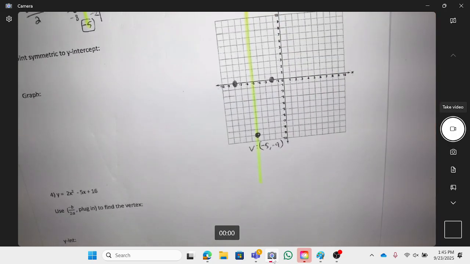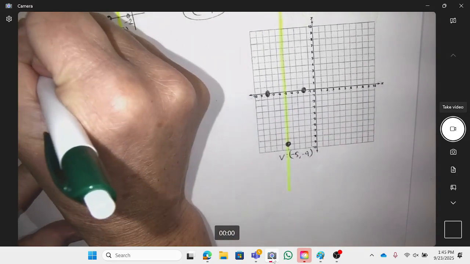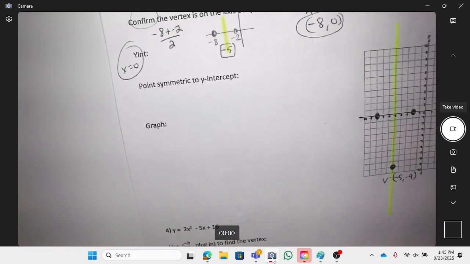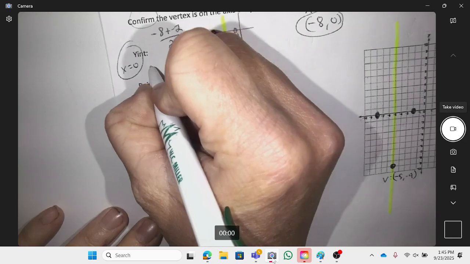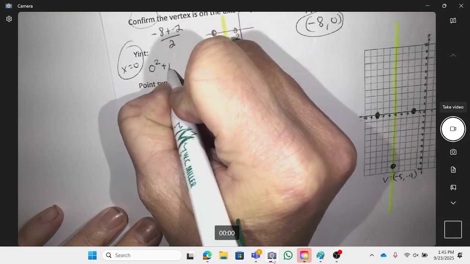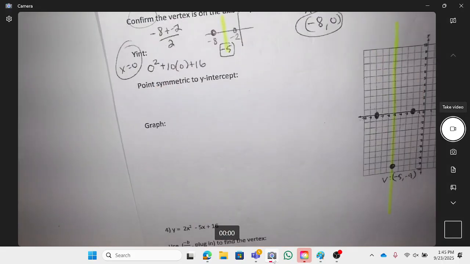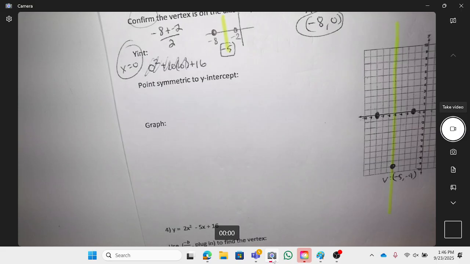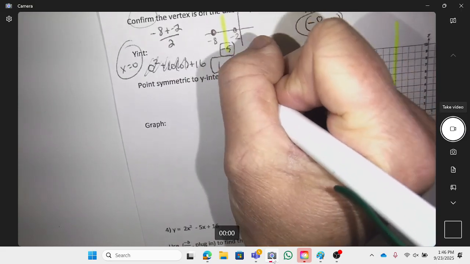Go into the middle. Yes, it goes through our vertex. Okay, y-intercept. So x is 0. So what am I doing? Plugging in. Yeah, but this one's quick. Why is it quick? Nothing plus nothing plus 16 is 16.